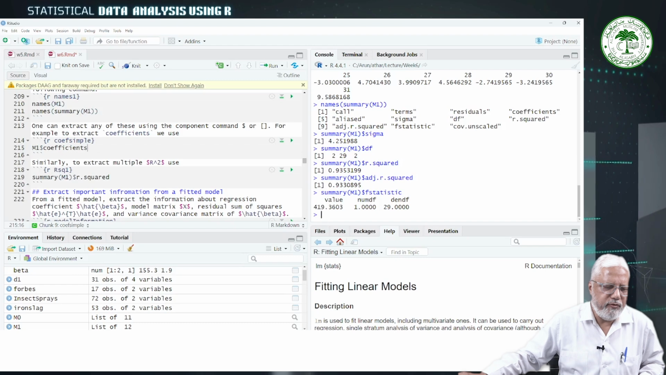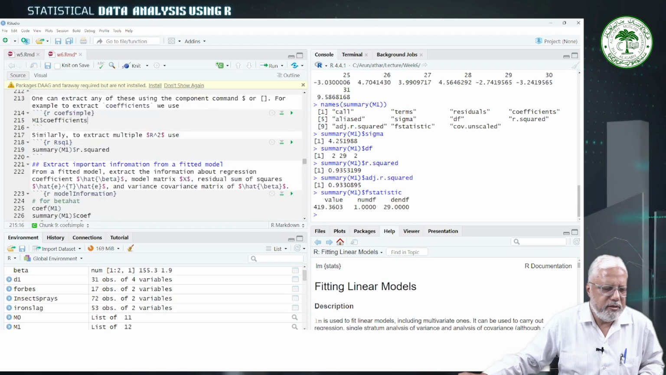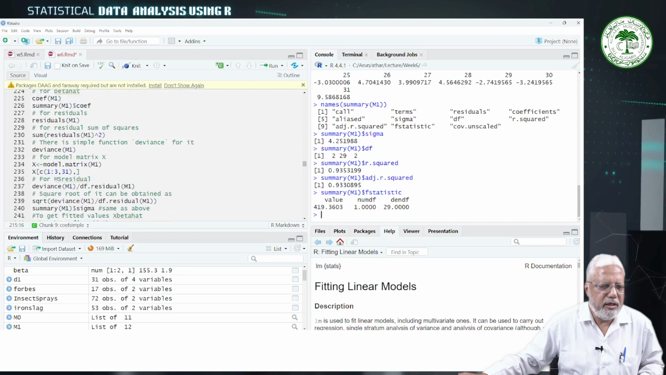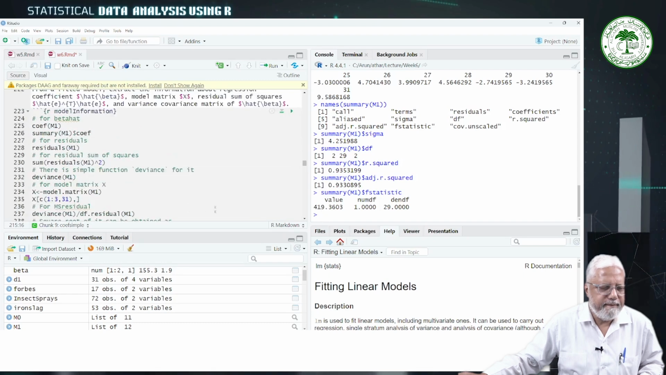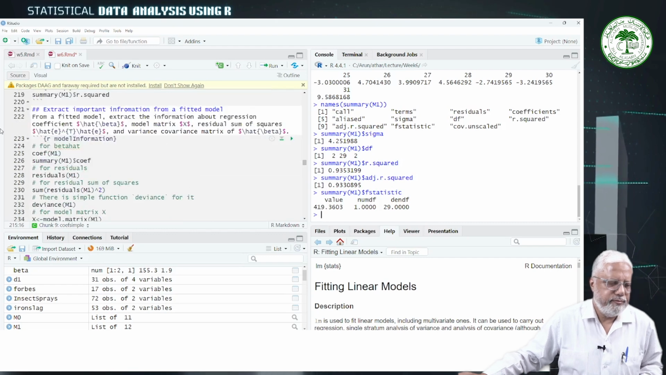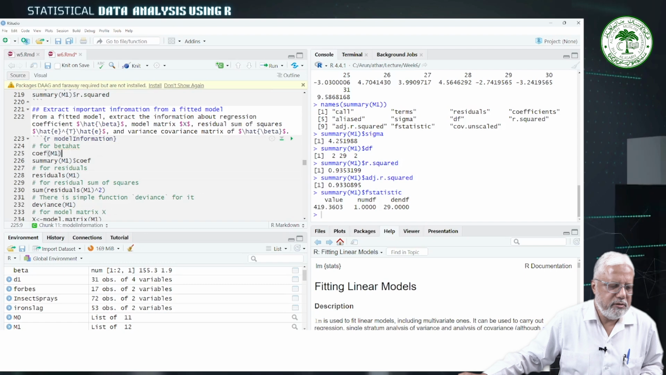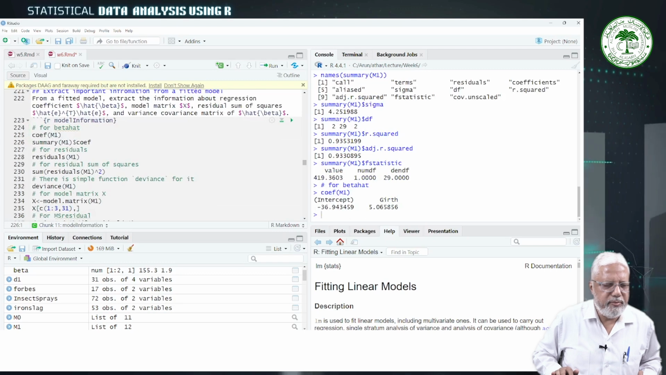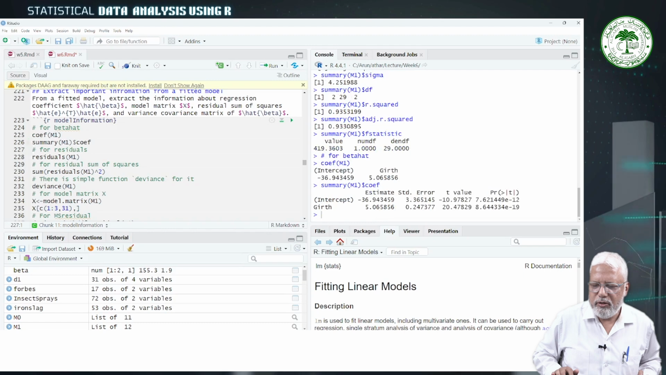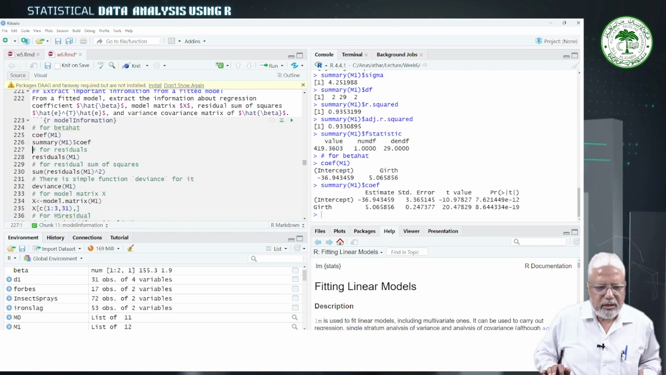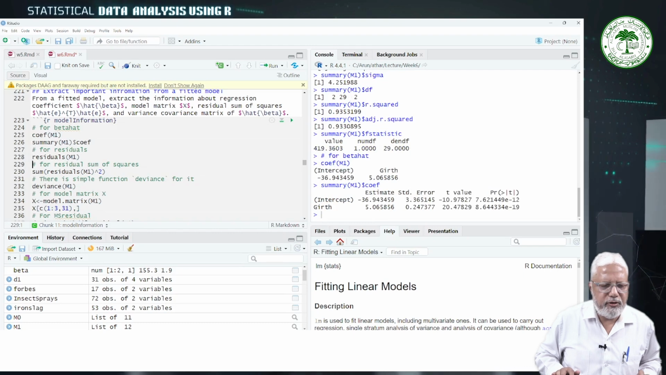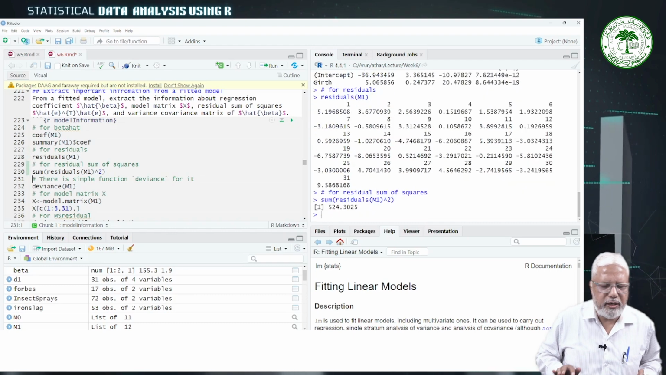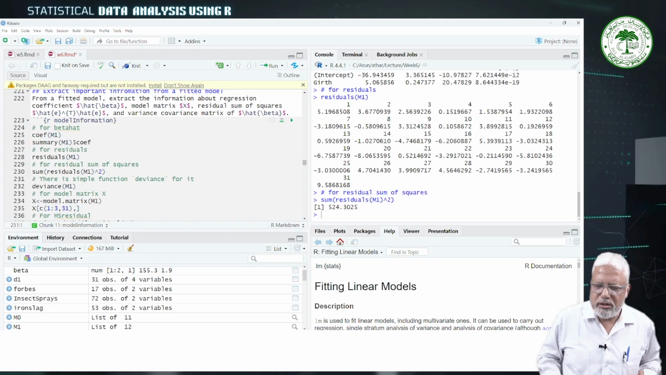So this way we can extract a lot of information from the fitted object. I have written these things. There are a number of other things we can get. For example, coefficients of M1: if we want the summary of coefficients, we can get it. Then if we need the residual degrees of freedom, these are the residuals, and this is the sum of square residuals. This is nothing but deviance.